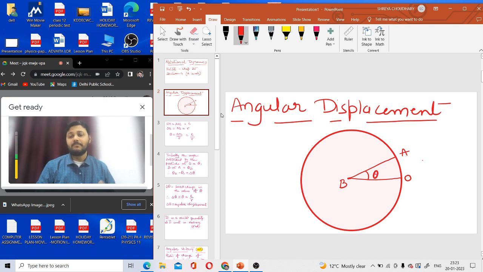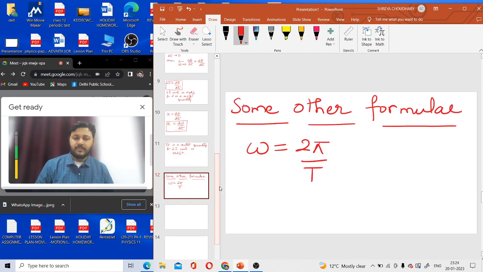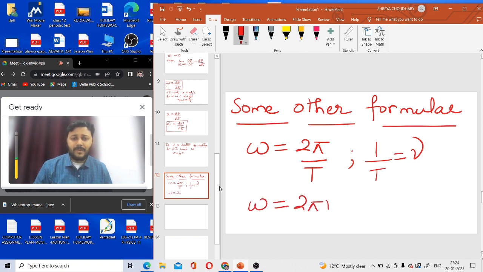Hence, the time taken by the particle to cover this 2 pi distance gives the angular velocity, that is omega. So omega will be equal to 2 pi by T, which I have written in slide number 12. From the basic concepts, 1 upon T is equal to frequency, so the other formula of omega is 2 pi nu. So now we have three different formulas of angular velocity. The first one is d theta upon dt, the second one is 2 pi by T, and the third one is 2 pi nu.